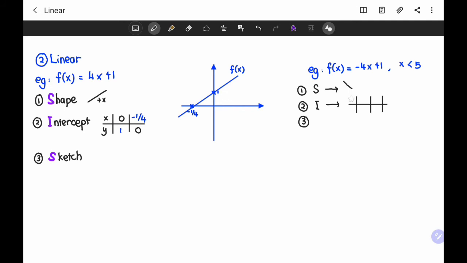We find the intercepts: when x equals 0, y is 1; when y equals 0, x is 1 over 4. And we have condition 5, so we substitute 5 into the function. Then we get negative 19. Okay, next we sketch the graph.